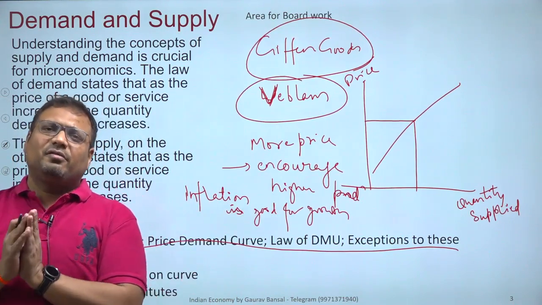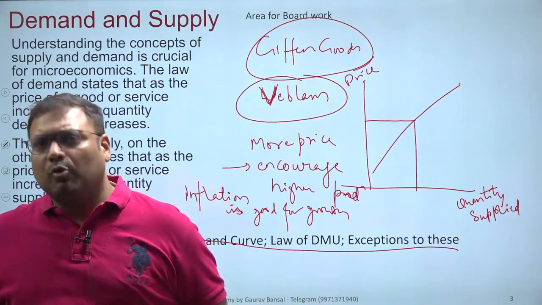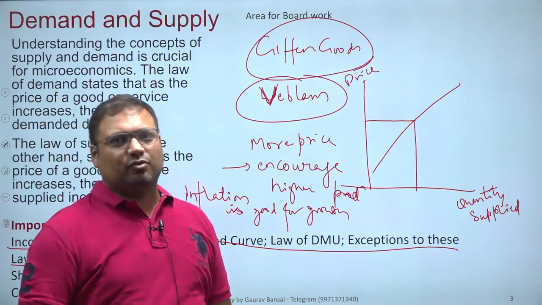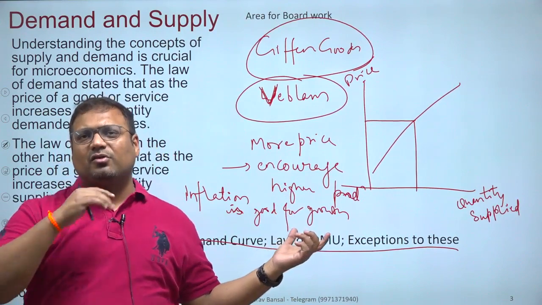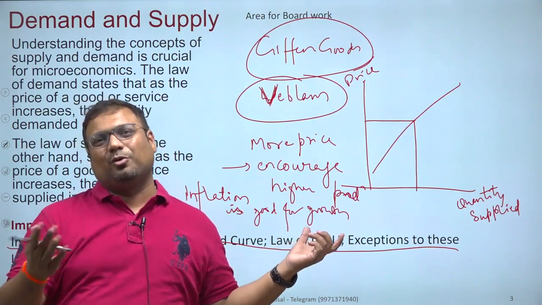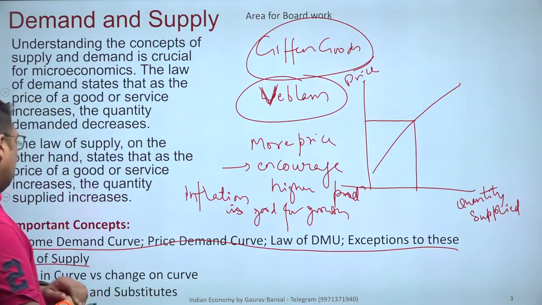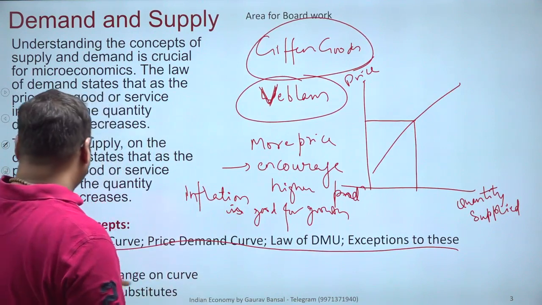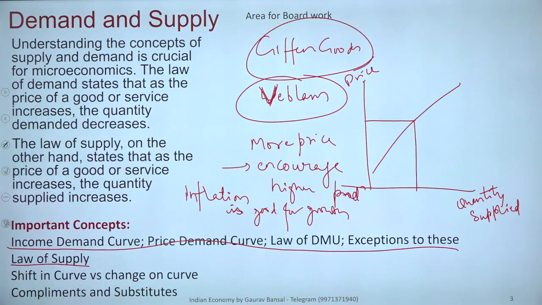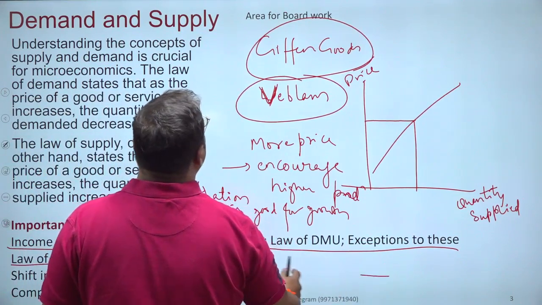Think about it. Our inflation target in India for the MPC is 4 plus minus 2. Why is it not 0 plus minus 2? Why is it 4 plus minus 2? There is a reason why it is 4, because 4 is a moderate inflation that will encourage higher growth, and we want higher growth. So that is there in the law of supply. Okay, and then there are some additional concepts regarding shift in the curve, changes on the curve, complements, substitutes. We will discuss them through examples, through questions.